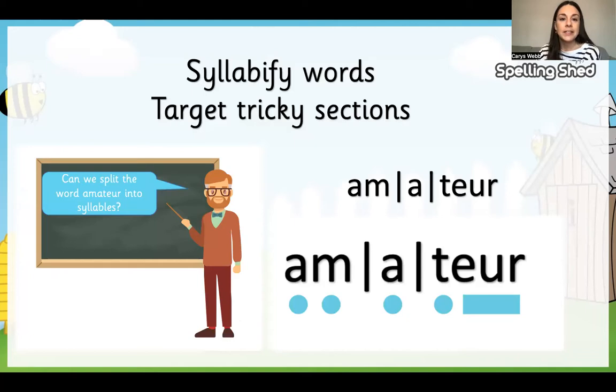Now, to syllabify words, we can target tricky sections. So here we've got amateur. Now, the first two syllables are very simple. They are spelt like we sound them. It's the ch that is the tricky part of this word, and we can really target that part. So thinking about any other words which might have similar, or ways to remember this tricky part of the word.